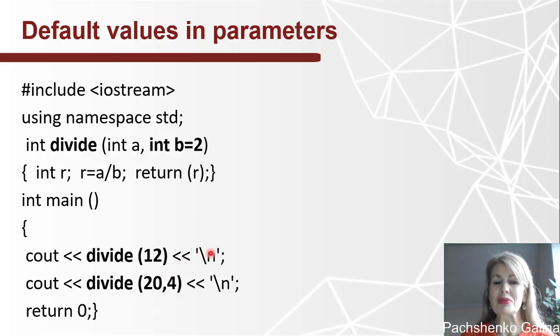Then we go to the new line. Please remember this manipulator, endl, that means new line, and then cout to display on the screen. Again, we call our function using its name, divide, and here in brackets we have two arguments, 20 and 4. 20 goes to a and 4 goes to b. Now b will be equal to 4.